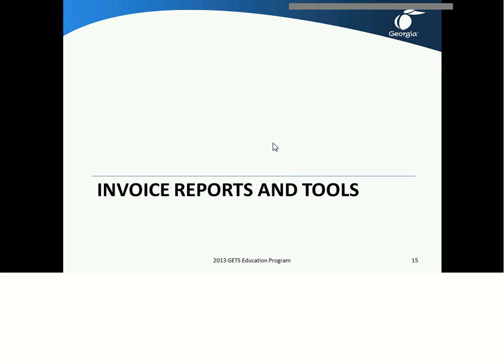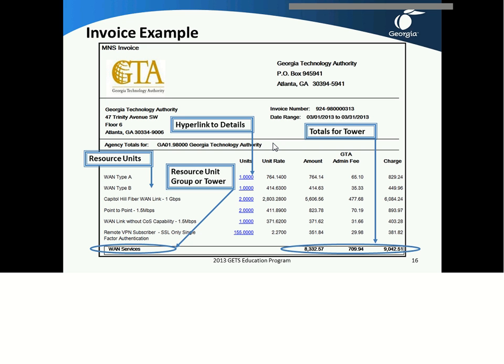Invoice reports and tools. So first, we're going to look at an invoice example of the output of GSMRT. This example is M&S invoice. You can see in the header that the date range is there, and this example is for March 2013.